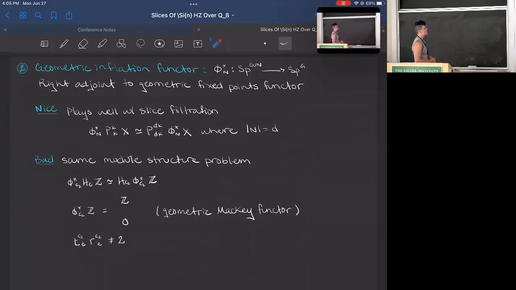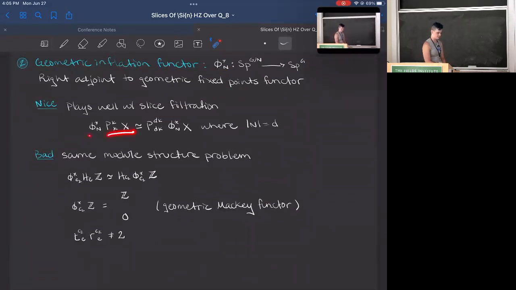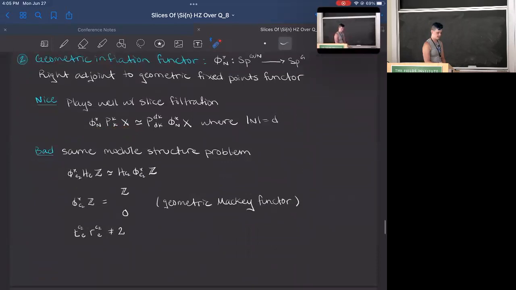Next up is the geometric inflation functor, phi star N, which is right adjoint to the geometric fixed points functor. What's really nice about it is that it plays well with the slice filtration. If we take the k slice of X and pull it back, well, that is the dk slice of the pullback of X, where the order of N is d. A really awesome tool. If we have a slice for a quotient group, we pull back that slice to our group and we still have a slice. And we know exactly what kind of slice it is.